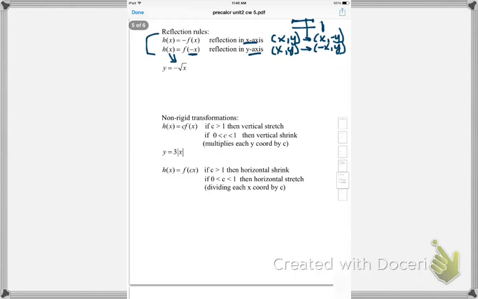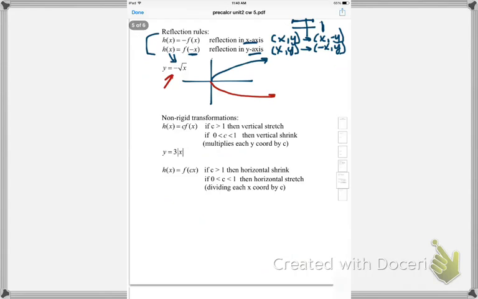So in looking at this, our parent graph is a square root function. Our parent graph goes like this. Here's your arm for your square root. For our transformation, the x is going to stay the same and the y is going to negate, so it's going to be a reflection in our x-axis.